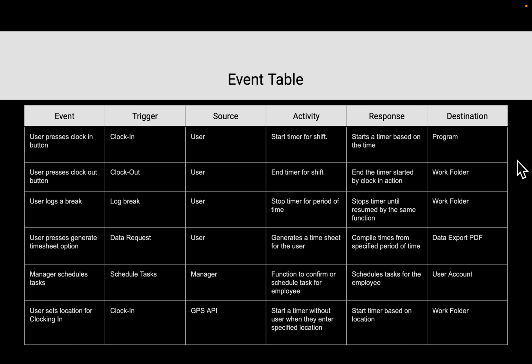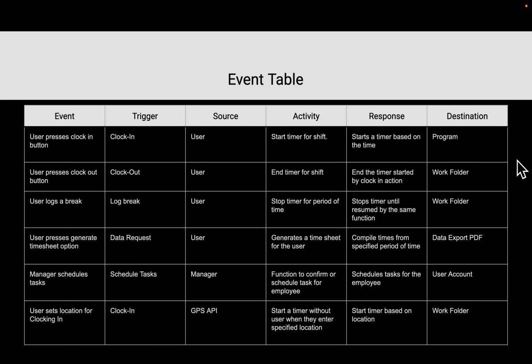For the second event, when the user presses the clock out button, it would trigger the clock out function. Of course, the source would again be the user. The activity would be ending the timer for the shift. And then the destination would be the work folder. And then the third event, when the user logs a break, pretty much the same thing, except for it logs break time instead of the ending time.